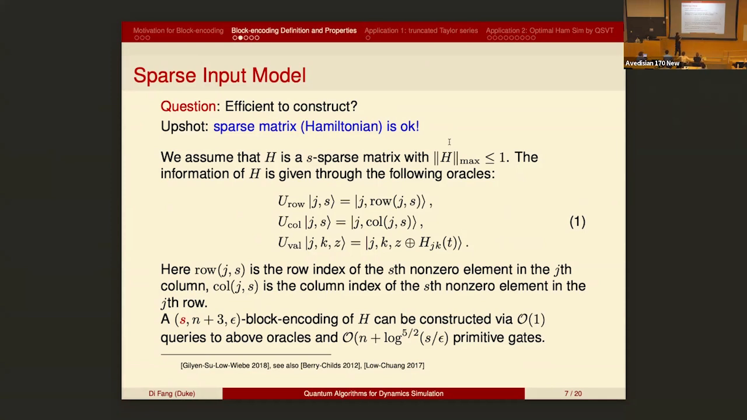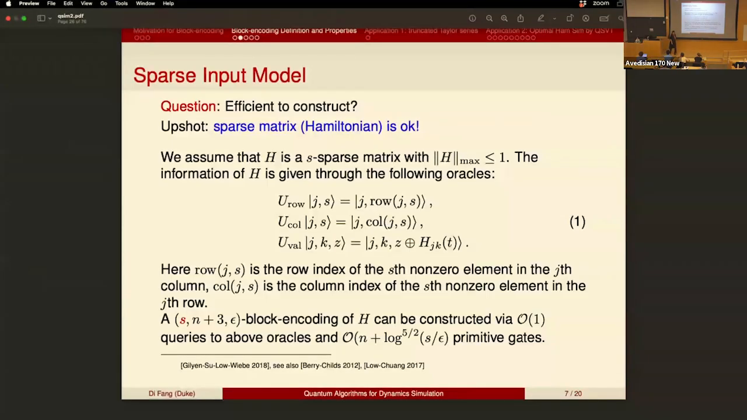Which one? Oh, norm of H. Oh, great question. If norm of H is not 1, say norm of H is upper bounded by alpha, you take H divided by alpha as the matrix we deal with. So if I have a block encoding of H divided by alpha, which is a norm 1 matrix, that means I have alpha times a block encoding of H. I see. So which means that the norm of H has to be bounded, always.